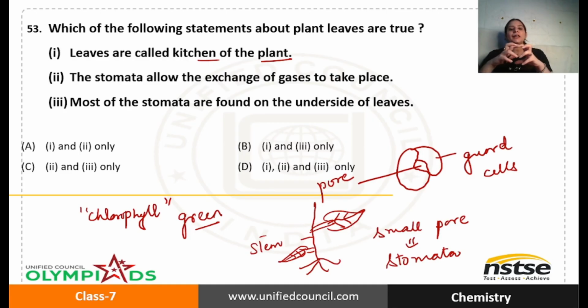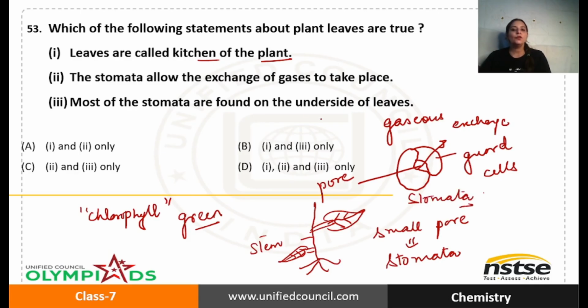Whenever the stomatal pore opens or closes, it allows exchange of gases. It allows gaseous exchange. So this complete structure is called stomata. Where are they present? They are found more on the underside of the leaves. Yes, they are called the kitchen of the cell because they have chlorophyll most of the time, and food preparation occurs in leaves. Stomata allow exchange of gases. Whenever the pore opens or closes, it allows the exchange of gases. Most of the stomata are found on the underside of the leaves.